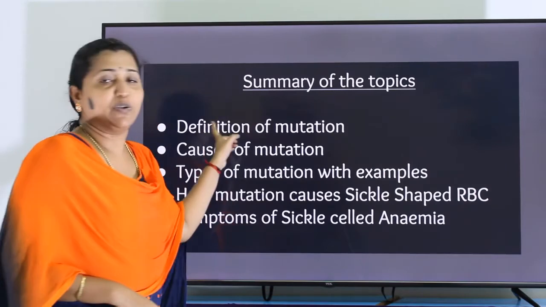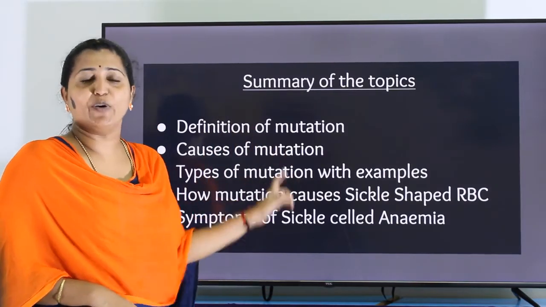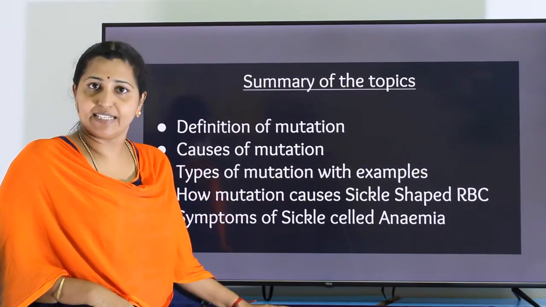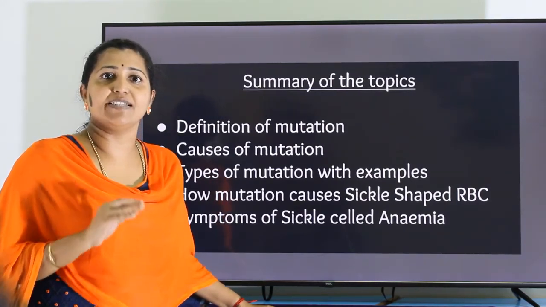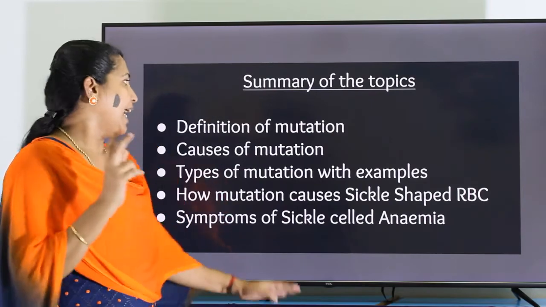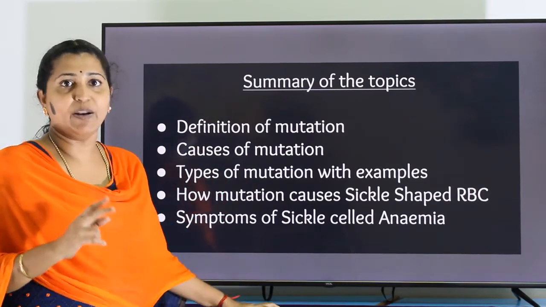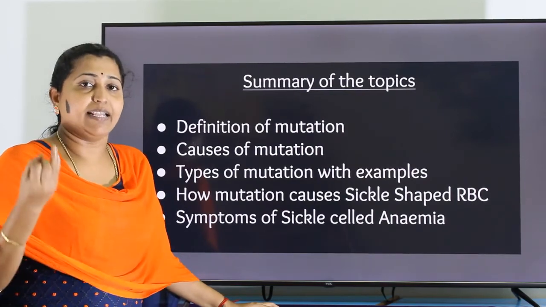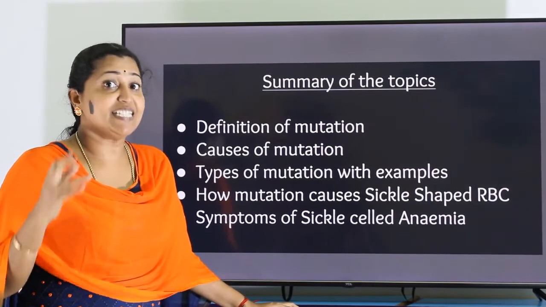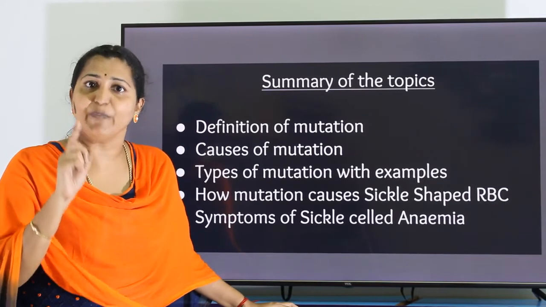So, the first one, you should know the definition of mutation. What is mutation? It is a genetic change that takes place in the structure of the gene as well as in the chromosome number. And we have learned there are two causes for mutation. The one is radiation and the second one is chemical. And the example for chemical I mentioned is tar. Very good. And tar is a mutagen.